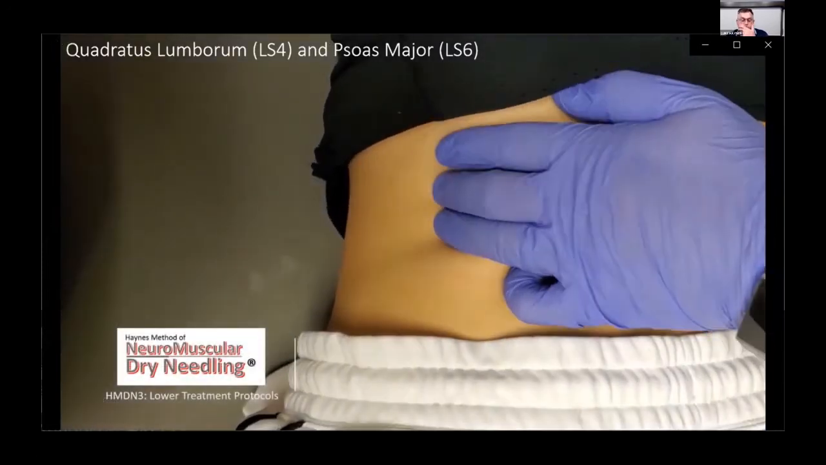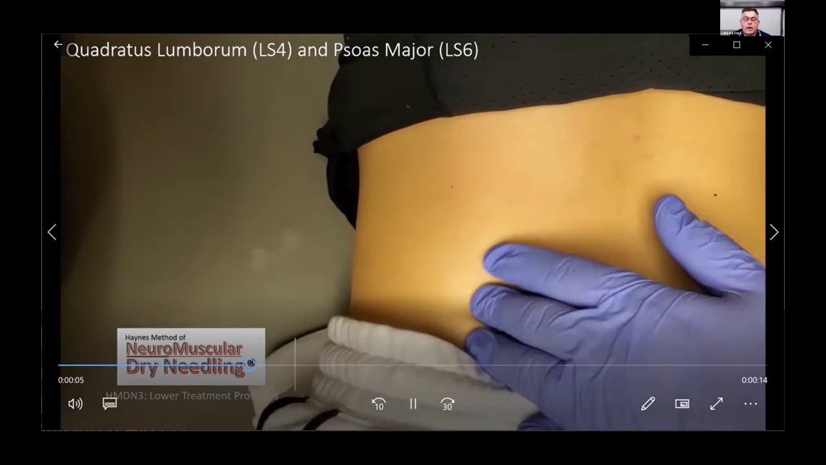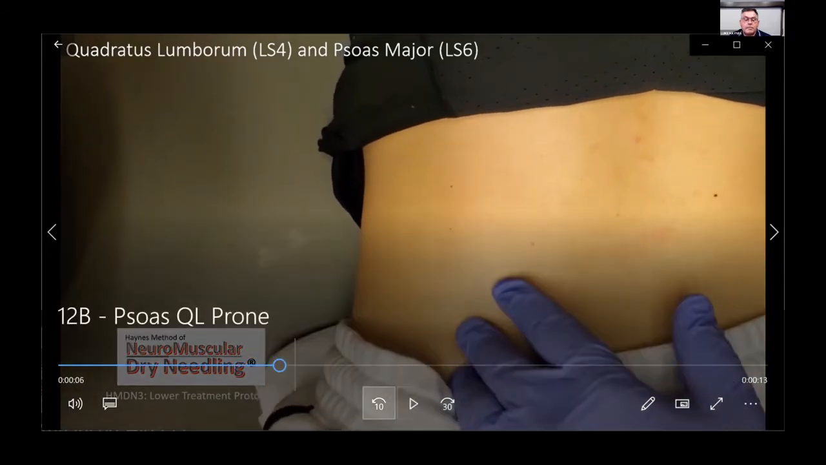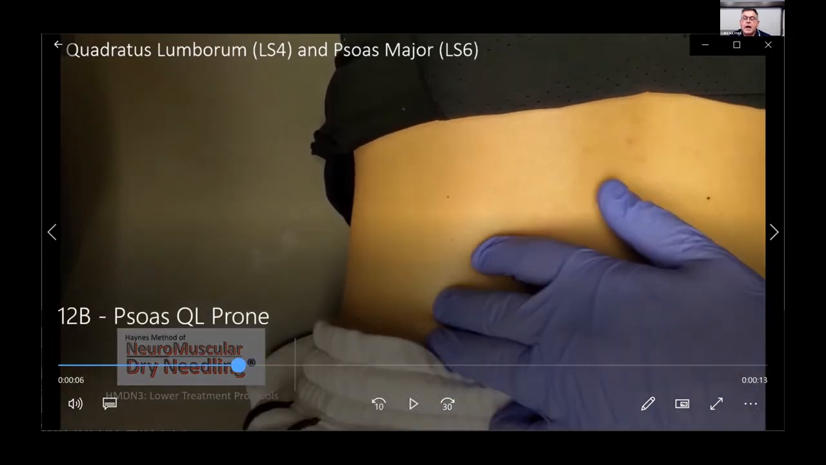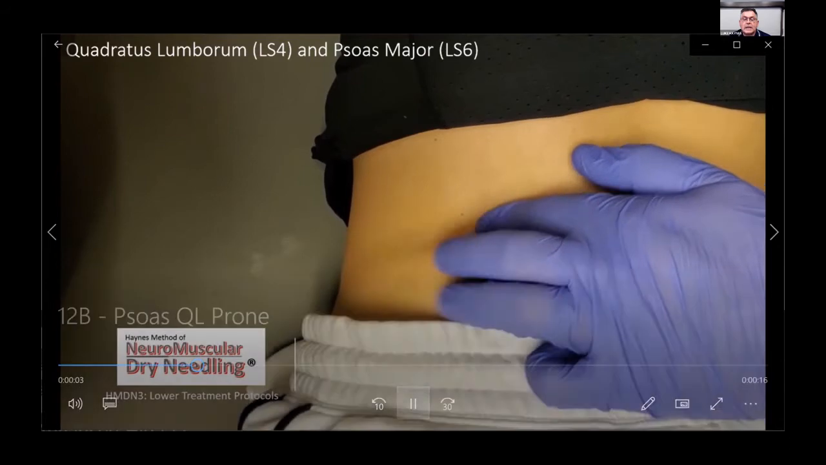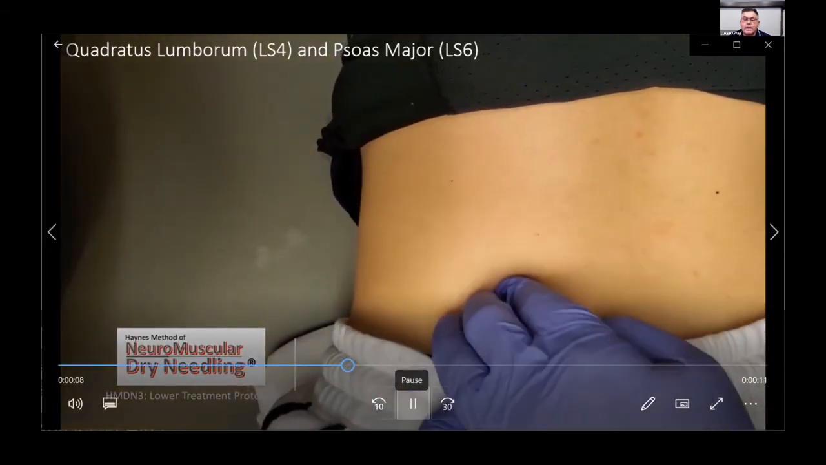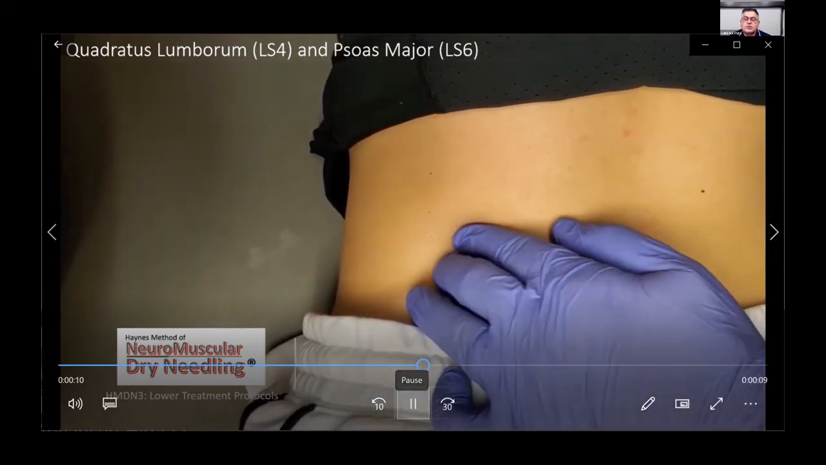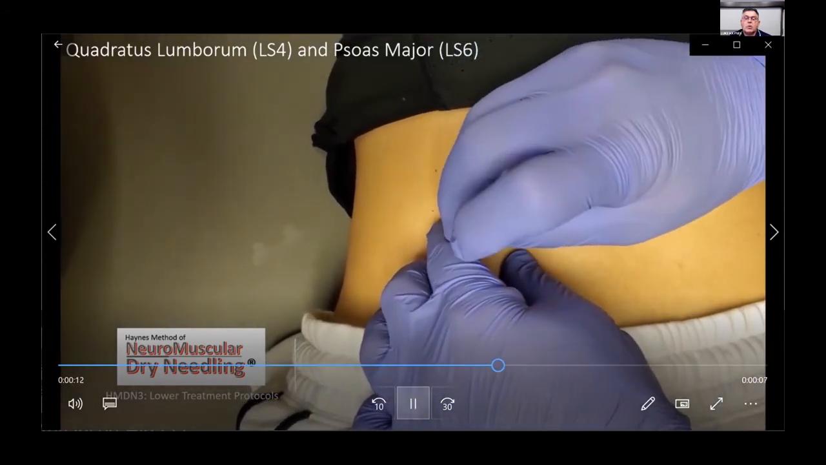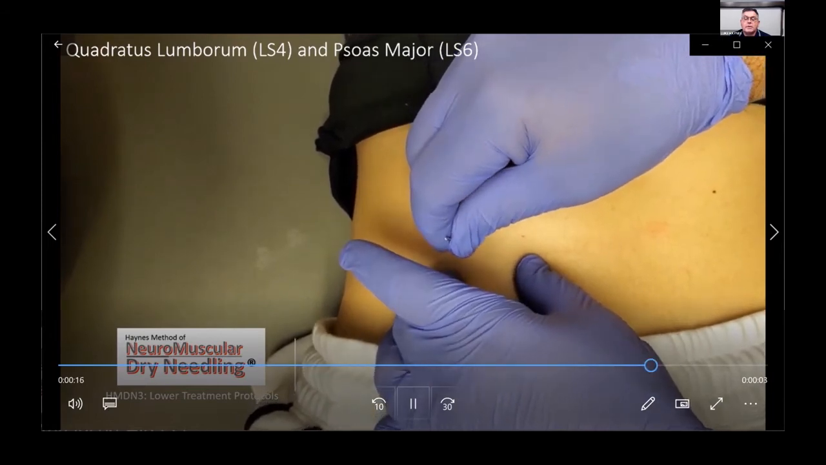All right. And so here is QL and psoas major. You can see I'm up just a little bit here. I'm using that profundus grip to locate that lateral border of Iliocostalis. When I locate that, I'm going to move just a couple finger breadths lateral and then superior for QL and psoas major, and posterior to anterior.